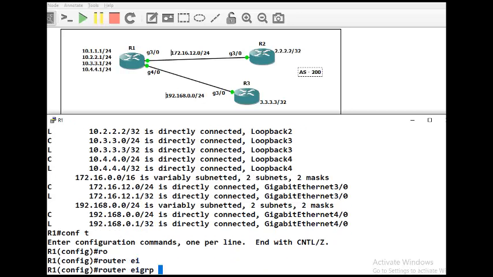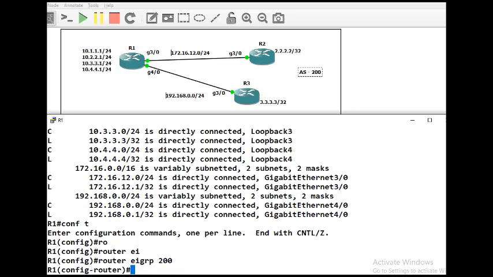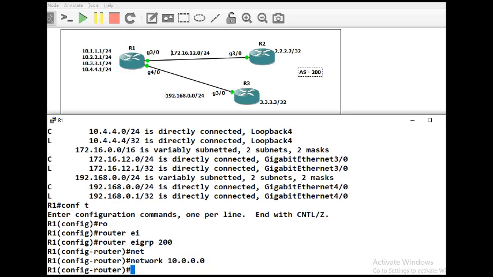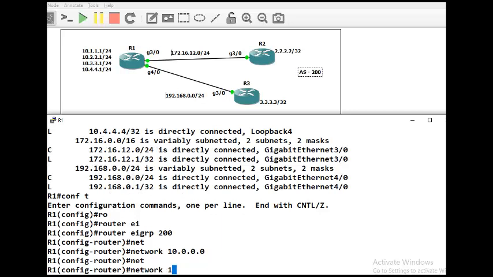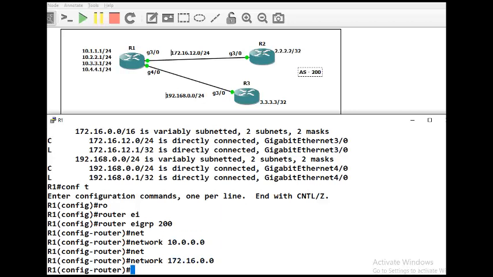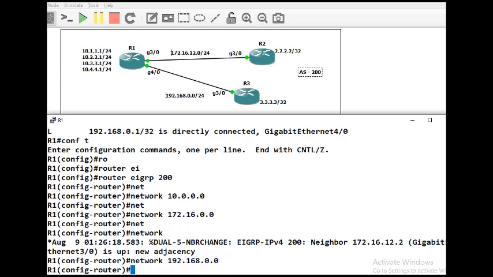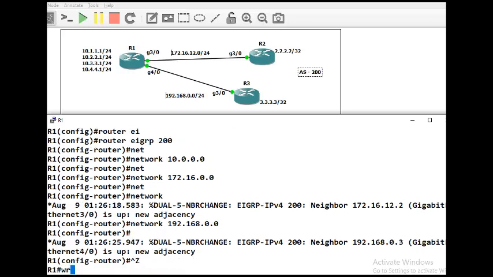Router EIGRP 200. Network 10 means all the 10 network, 10 subnets. Network 172.16. Network 192.168.0.0. Right, we got two neighbors.